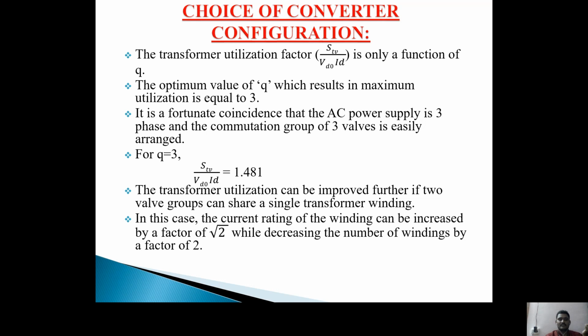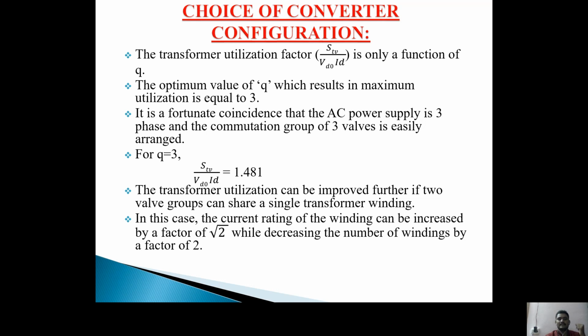So it is a fortunate coincidence that the AC power supply is 3-phase and the commutating group of 3 valves is easily arranged. That's why I am taking Q equal to 3. For Q equal to 3, the transformer utilization factor is 1.481, and the transformer utilization factor can be improved further if two valve groups can share a single transformer winding.